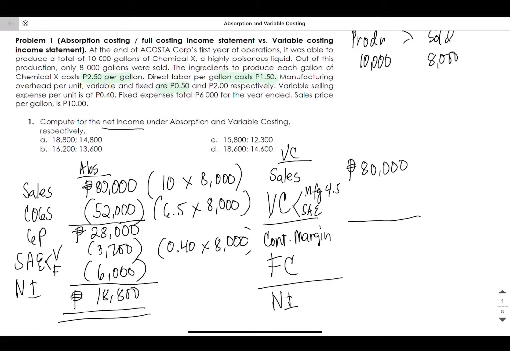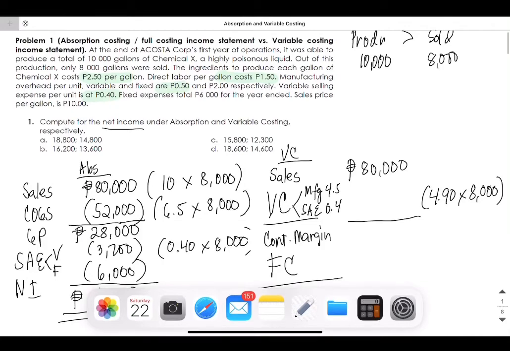And your variable period cost or variable selling admin expense is what? 40 cents, so 0.40. So that gives us a total of 4.9. We multiply this again by the number of units sold, which is 8,000. So 4.9 times 8,000. Let's see.